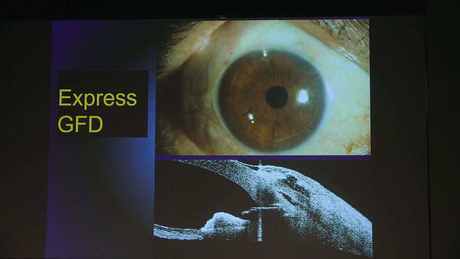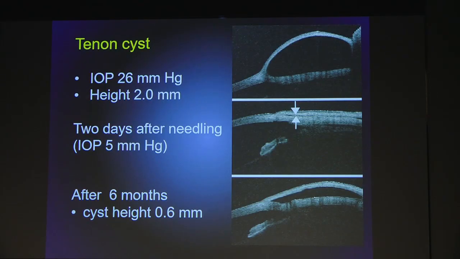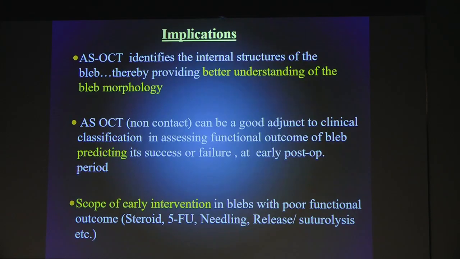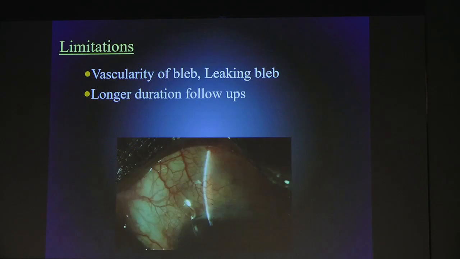And in the expression, you can see the position of the tube, a stent, and how good the bleb is. And the Tenon cyst, you can identify whether it is successful after the needling procedure. So for me, the implication of AS-OCT is to identify the internal structure of the bleb, thereby providing a better understanding of bleb morphology. It can predict its success or failure in the early postoperative period. So we have a scope of early intervention in the bleb with a poor functional outcome.